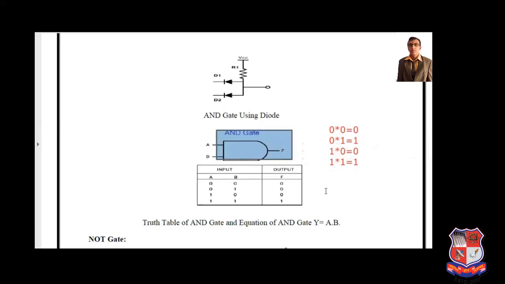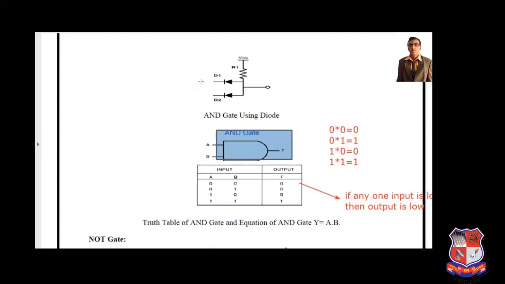And in AND gate, if any one input is low, then output is low. This entire gate can be represented in one statement. If any one input is low, then output is low. See this and correlate with that. See this very carefully. So it is the correct explanation of AND gate.